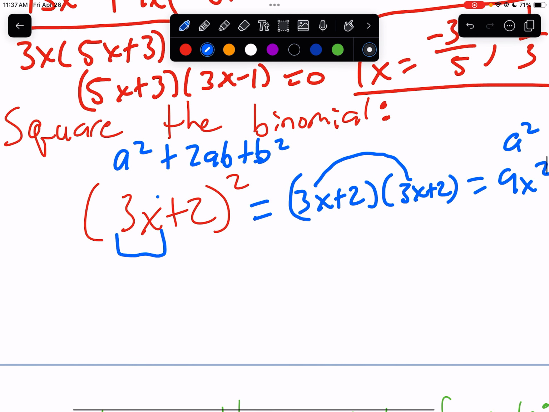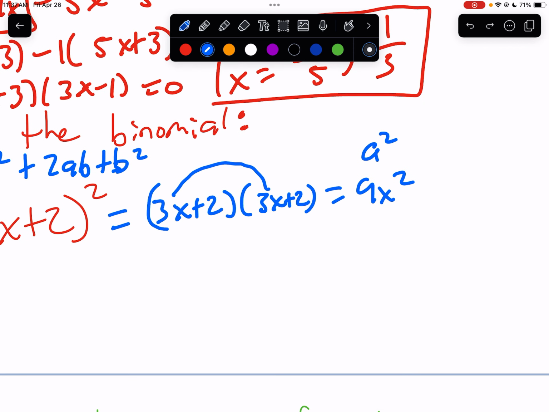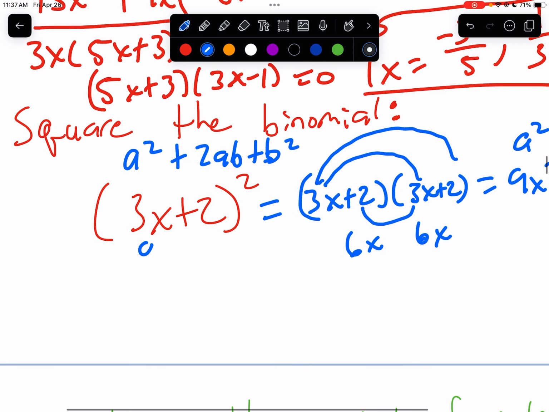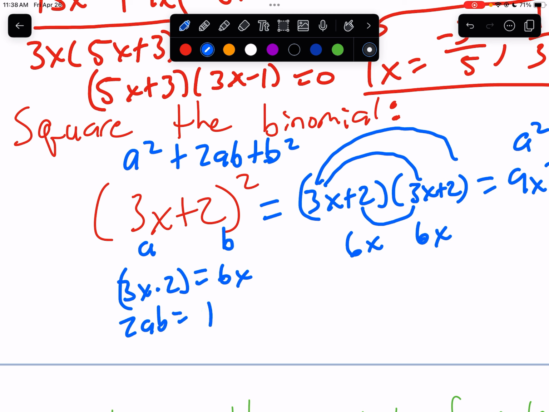Wouldn't that just be 3x squared? Yes. So 3x squared is 9x squared. And then when you do the outside distribution, that would be 6x. When you do the inside distribution, that would be 6x. And what you get is plus 12x, which is plus 2 middle, like 2 distributions. That's your outside distribution and your inside distribution. So if this is A and this is B, if you did 3x times 2, isn't that 6x? So what we're saying is 2AB would equal 12x. It would equal 2 of those.